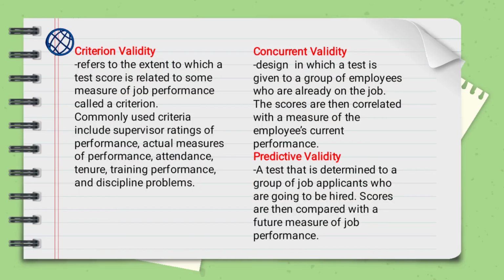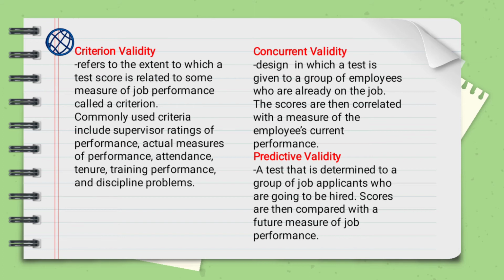So, next is criterion validity. Criterion validity refers to the extent to which a test score is related to some measure of job performance called a criterion. Commonly used criteria include supervisor ratings of performance, actual measures of performance, attendance, tenure, trainee performance, and disciplinary problems. So, criterion validity is established using one of 2 research designs, no? It can be concurrent or predictive.